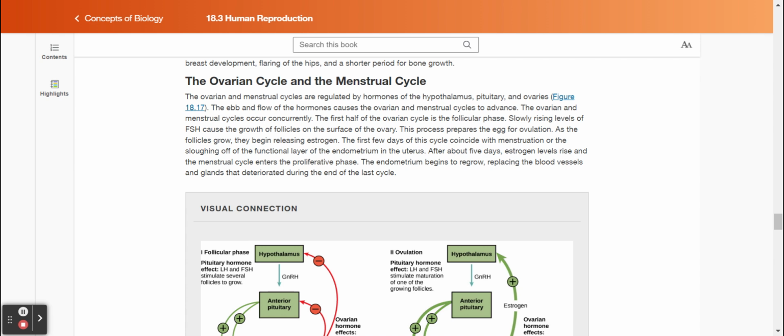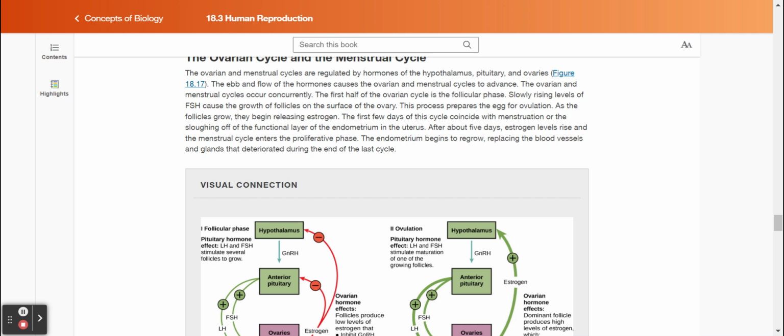Slowly rising levels of FSH cause the growth of follicles on the surface of the ovary. This process prepares the egg for ovulation. As the follicles grow, they begin releasing estrogen. The first few days of this cycle coincide with menstruation, or the sloughing off of the functional layer of the endometrium in the uterus. After about 5 days, estrogen levels rise and the menstrual cycle enters the proliferative phase. The endometrium begins to regrow, replacing the blood vessels and glands that deteriorated during the end of the last cycle.